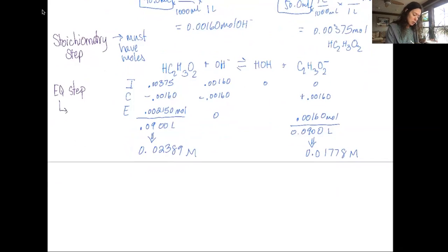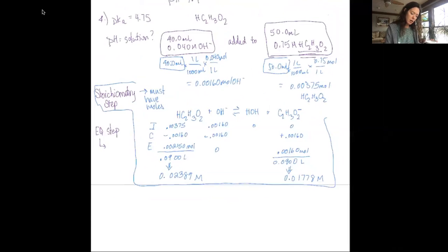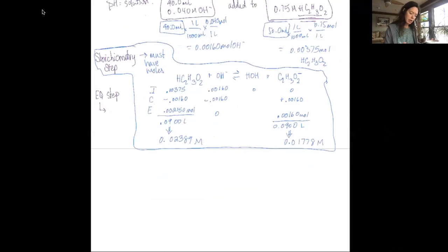Now, that was just my stoichiometry step, okay? And notice I had to use my limiting reactant. If the other had been less, then it would have been my limiting reactant. Now I need my equilibrium step. That was the stoichiometry step, then we divided to get the new concentration.